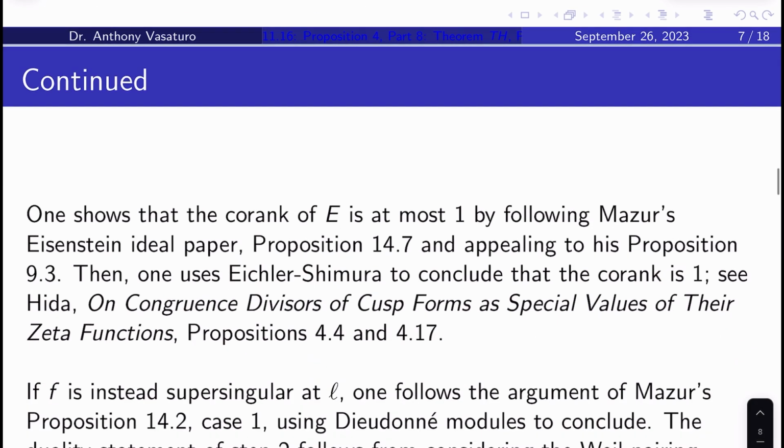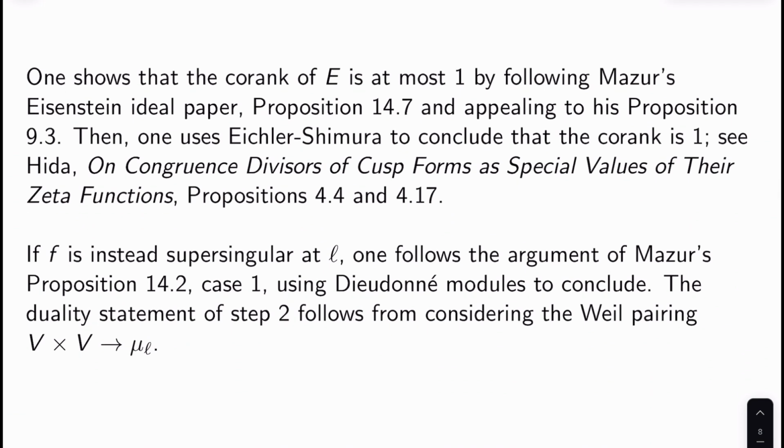Okay. What you do is you show that the co-rank of E is at most 1 first. And the way you do that is you follow Mazur's Eisenstein ideal paper, proposition 14.7, and you appeal to his proposition 9.3 to get the job done. Then you use Eichler-Shimura to conclude that the co-rank must be exactly 1. You can see, for example, Hida on congruence divisors of cusp forms as special values of their zeta functions. This is a good paper to read in general for all this stuff. Propositions 4.4 and 4.17, for example.